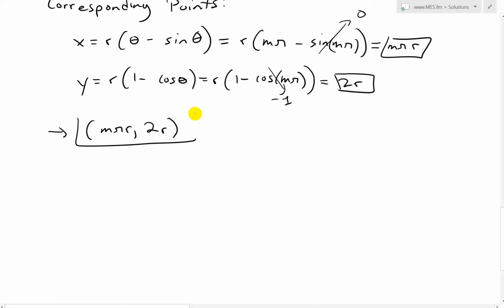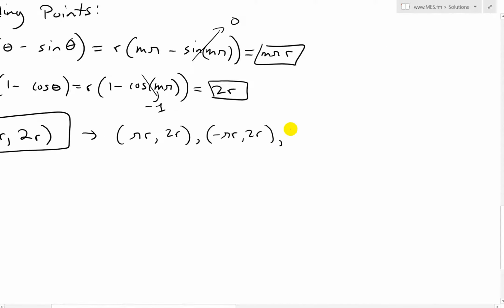So the corresponding points are: the x-coordinate is m pi r, and the y is 2r. For example, if m is 1, we get (pi r, 2r), and if m is -1, we get (-pi r, 2r). If it's 3, we get (3 pi r, 2r), and we can go further and further, (5 pi r, 2r), etc. It just keeps going on and on.